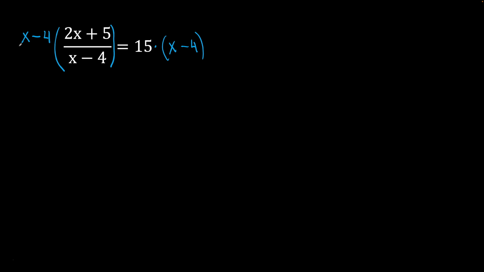So on the left side, we are multiplying by x minus 4 over 1. Look, x minus 4 and x minus 4 will cancel out, and we will be left with the numerator 2x plus 5. Now on the right side, we will have to multiply. We take 15 and we multiply each term in the parentheses by 15 using the distributive property. So 15 times x is 15x. 15 times negative 4 is negative 60.